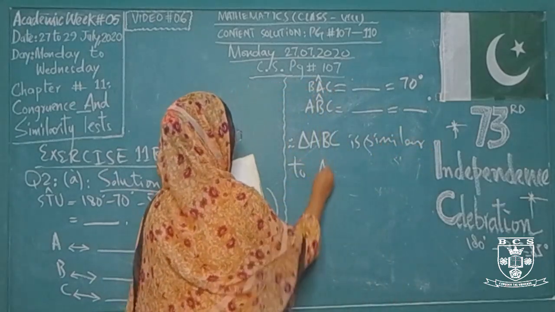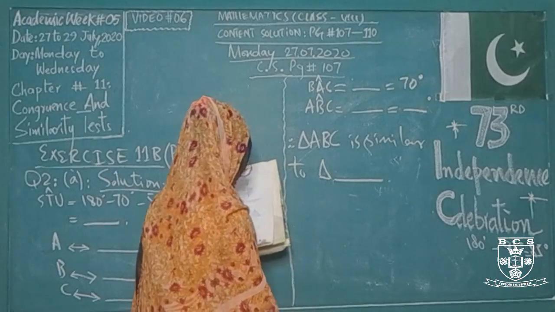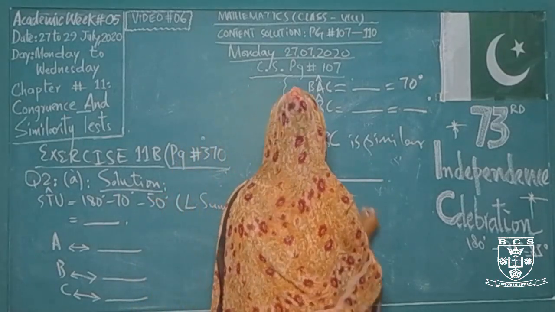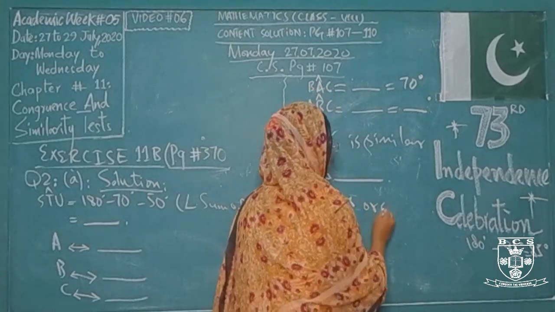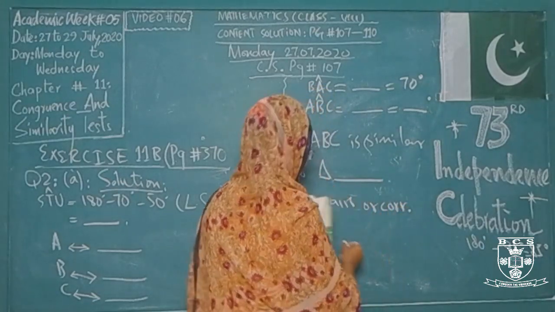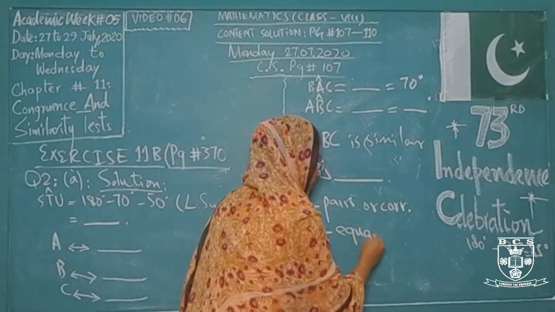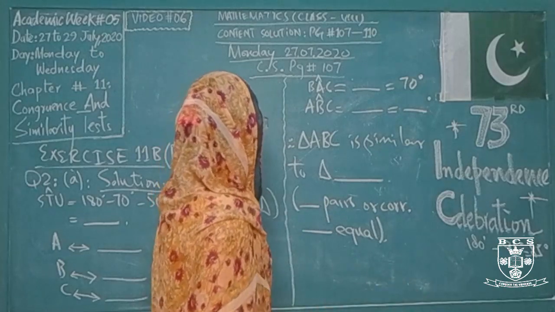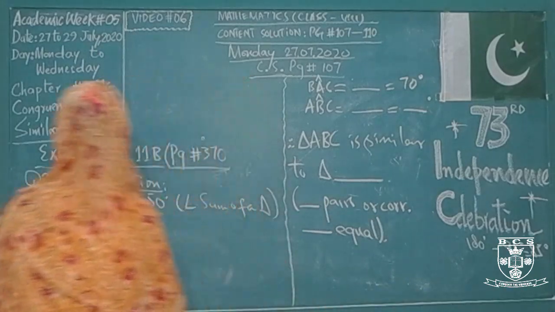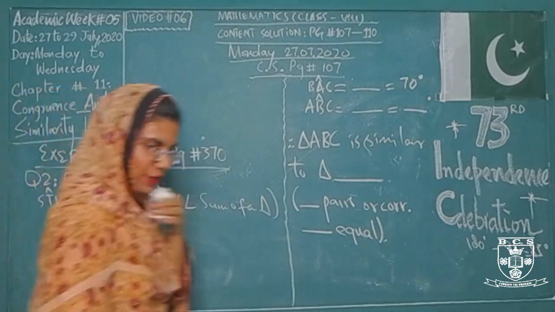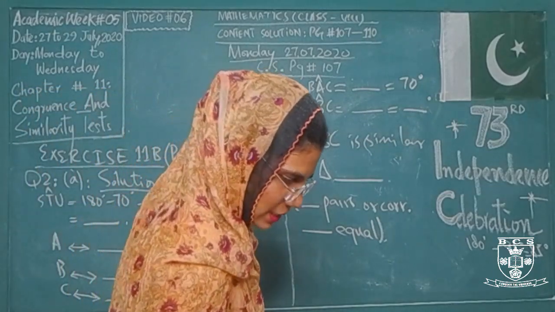Yes, and dash pairs of corresponding dash are equal. We will mention the reason why these two triangles are similar. So first of all, the two different triangles, that is ABC and STU.